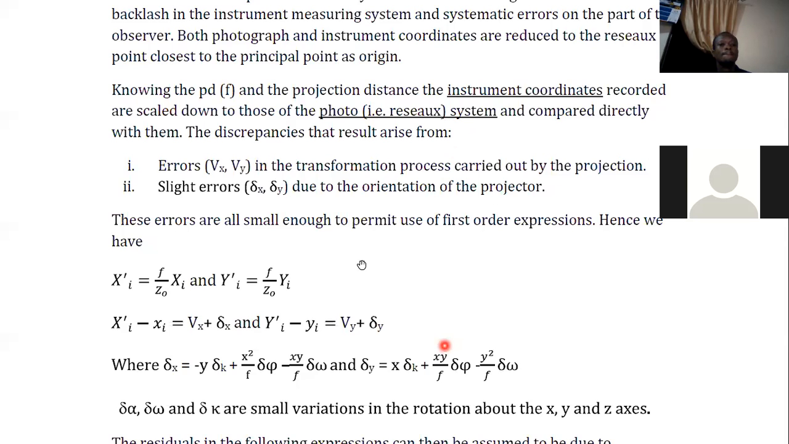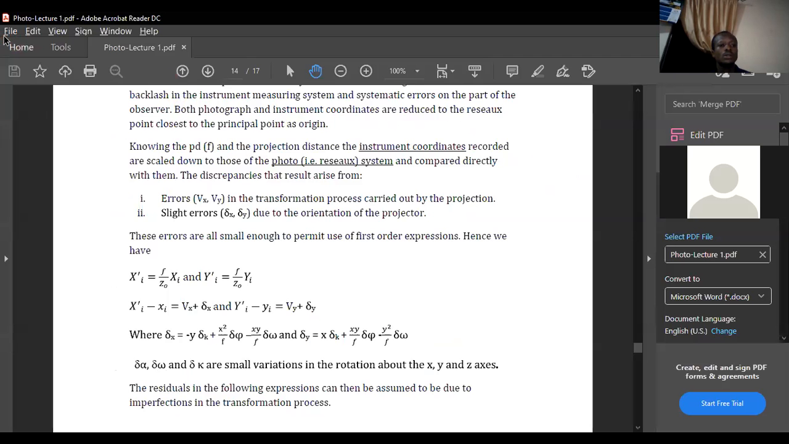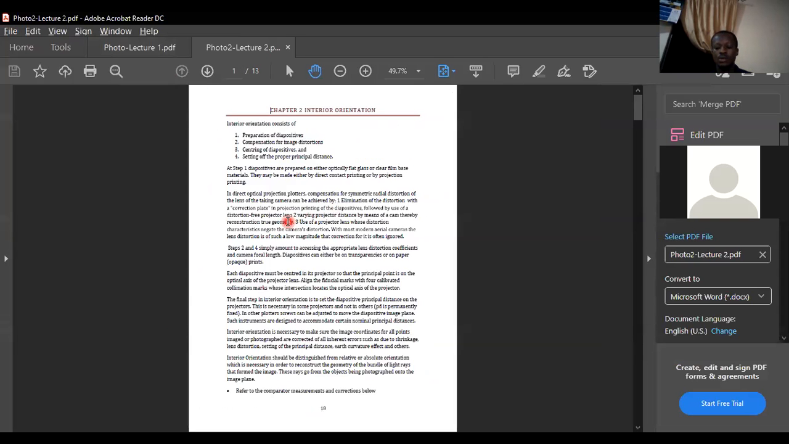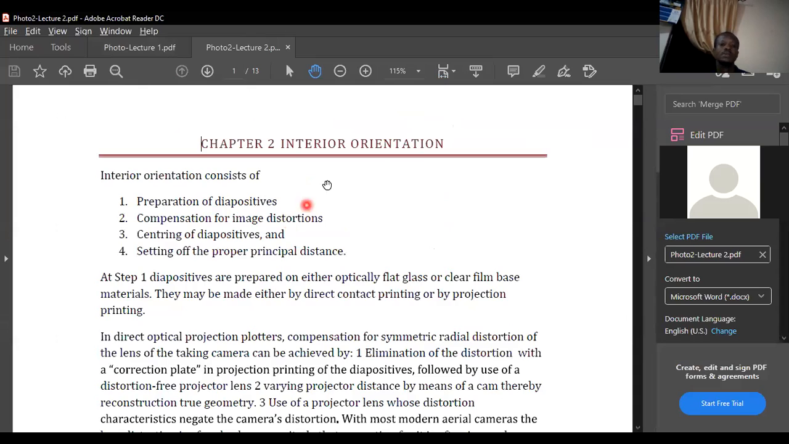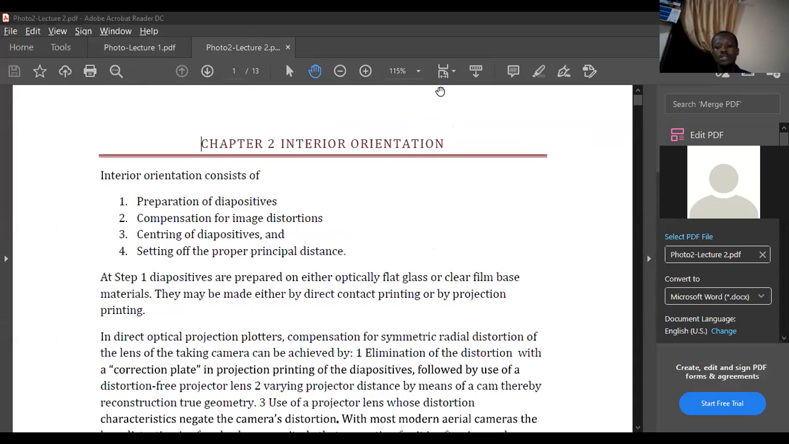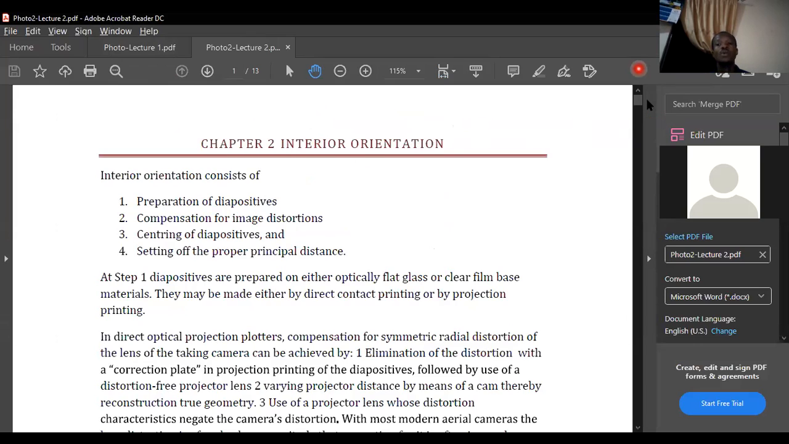So if you go to photo lecture 2, I don't know if you can see what I'm showing on the board. Okay. Right. Okay, so now this is the next topic. So once you understand the first chapter of what I'm actually talking about, which seems a bit complex. I don't know how you see it. For me, because I've been teaching it, it's always fun for me.